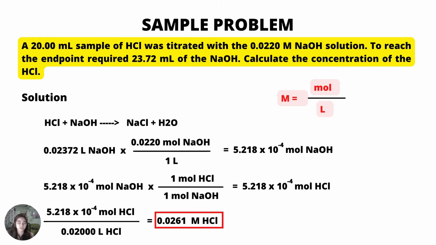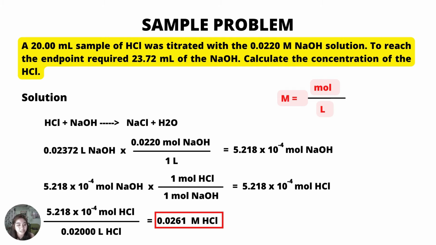So, solve for the concentration. To solve the concentration, we just need to divide the moles by the volume given of hydrochloric acid. So we have here 5.218 times 10 to the power of negative 4 moles of hydrochloric acid divided by the volume. We need to convert 20 ml to liters.